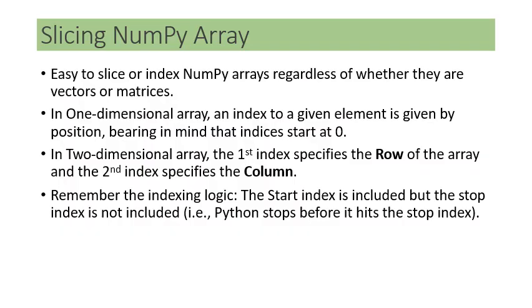Slicing a NumPy array makes it easier to slice the index of a NumPy array regardless of whether they are vectors or matrices. For one-dimensional arrays, the index given to an element is given by its position, but bear in mind that the indices start with 0. In a two-dimensional array, the first index specifies the row and the second index usually specifies the column. Remember the indexing logic: the starting index is included but the stop index is not included. Therefore, Python stops before it hits the stop index.